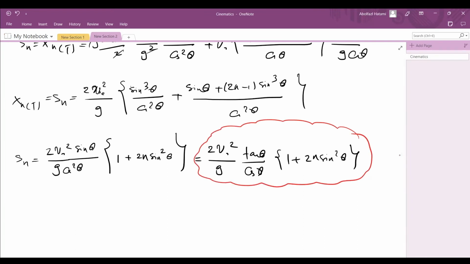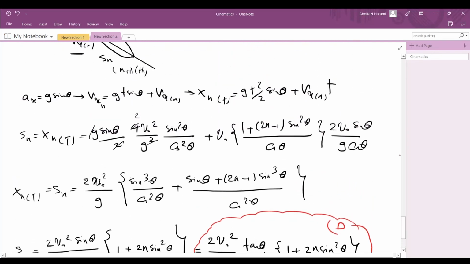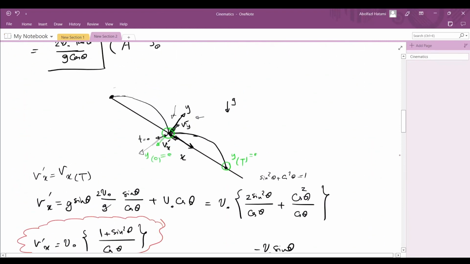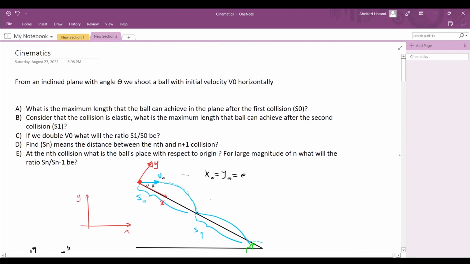This is part, what was that part? Part D. Okay, let's go to the next part. Actually, part E, the last part.